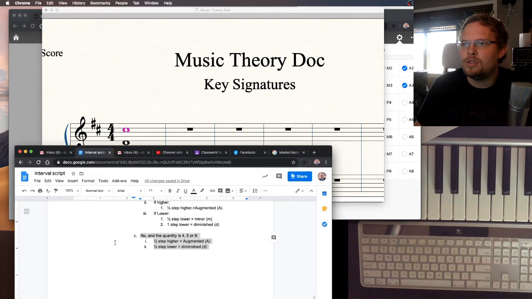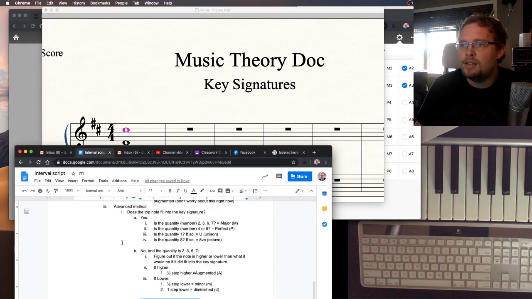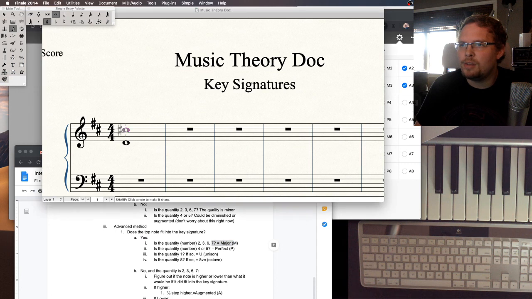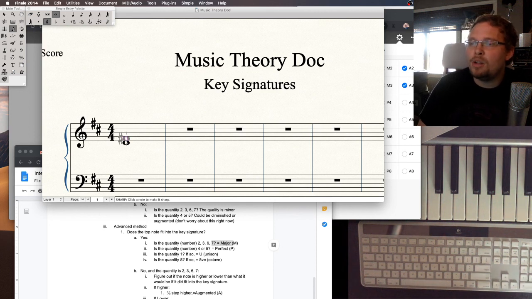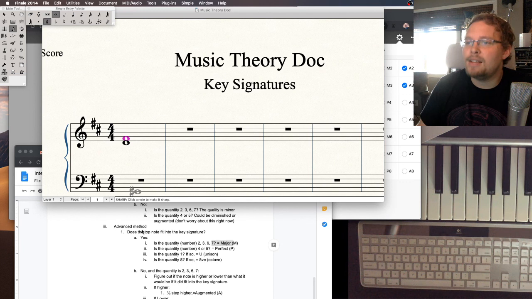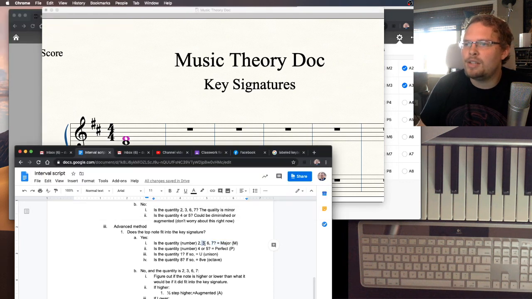So that means that this C sharp does fit into the key of D. So when we go over to my step-by-step process, the answer was yes, and the quantity is a 7. So this note right here, a C sharp from a D, would be a major seventh. If I work my way down to an F sharp, I'm leaving the sharp on there. My quantity is a third, and the F sharp does fit into the key signature because I had an F sharp up there on the top. So the answer is yes, it fits, and the quantity is a third, so this is a major third.